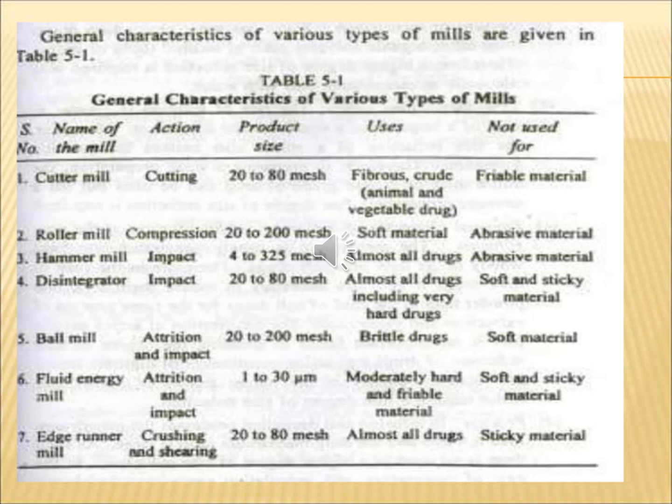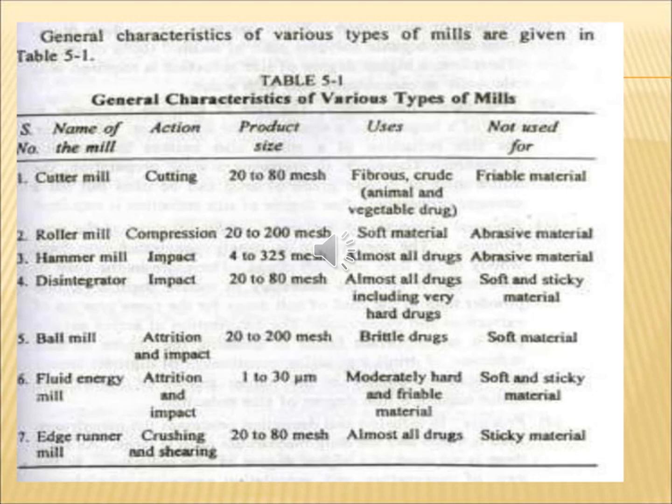Hammer mill, action impact, product size 4 to 325 mesh, uses almost all drugs, not used for abrasive material. Disintegrator, action impact, product size 20 to 80 mesh, uses almost all drugs including very hard drugs, not used for soft and sticky material. Ball mill, action attrition and impact.